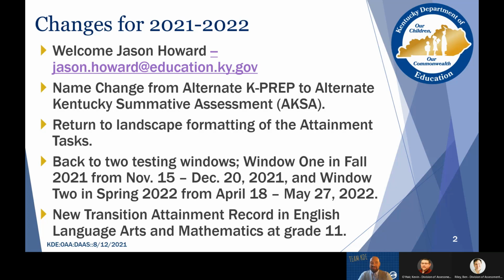And the last area for change this school year is that there will be a new Transition Attainment Record, or TAR, for ELA and mathematics administered for grade 11 students, based on the newly enacted standards. Students who still have not met the benchmark in grades 12 or 14 who plan to take the TAR to try and meet benchmarks will still receive the old TAR based on the old KAS standards.